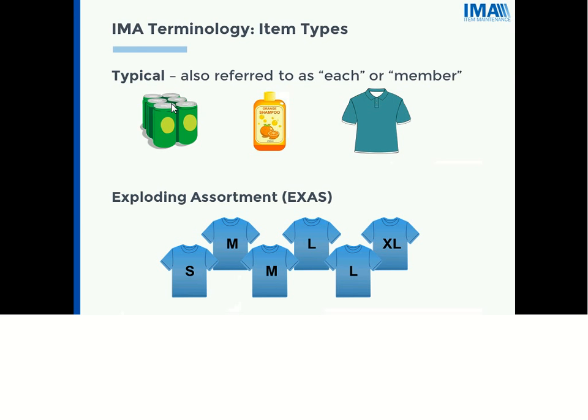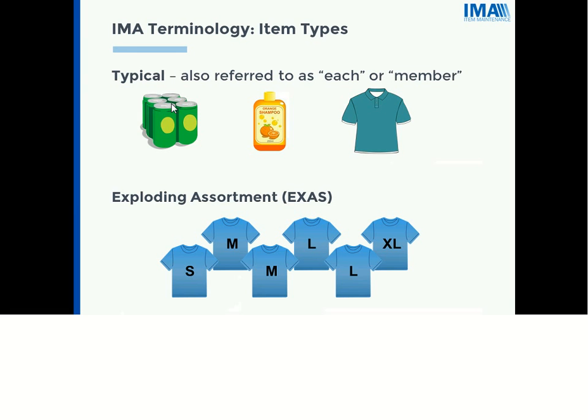So there are several types of items that may be built in IMA. The two most common ones are going to be typicals and exploding assortments. One thing you may be familiar with: here at SHC we have a lot of terms that can mean the same thing, or we have one term that can mean multiple things. So this is an example of that. Typicals are also referred to as eaches or as numbers. Now these are what's actually rung up at the register.